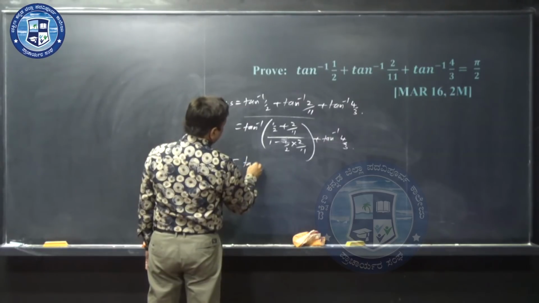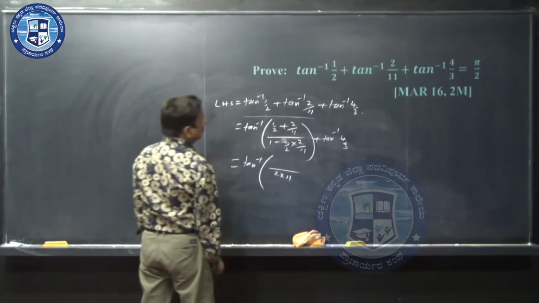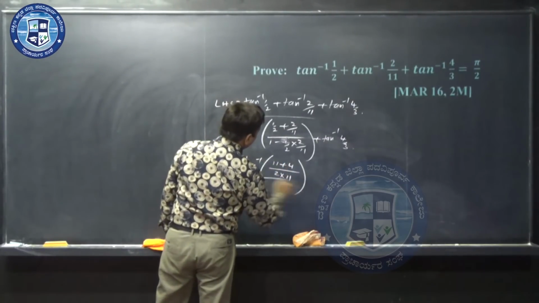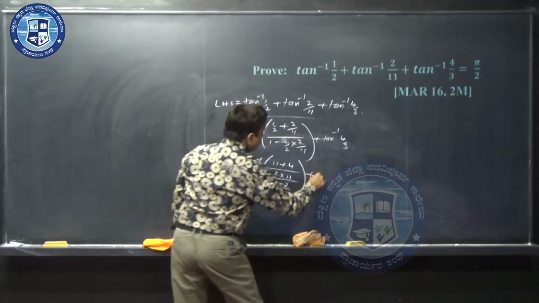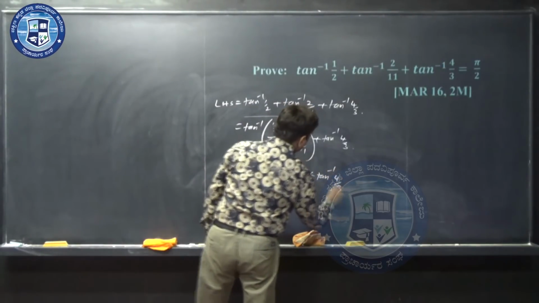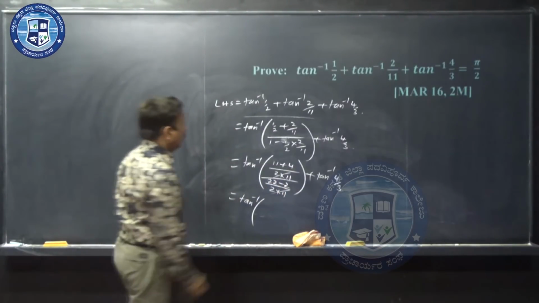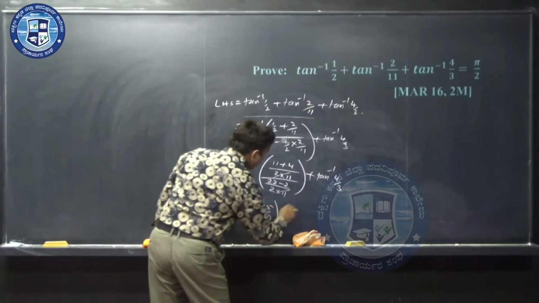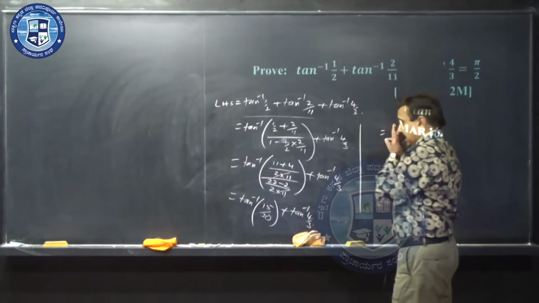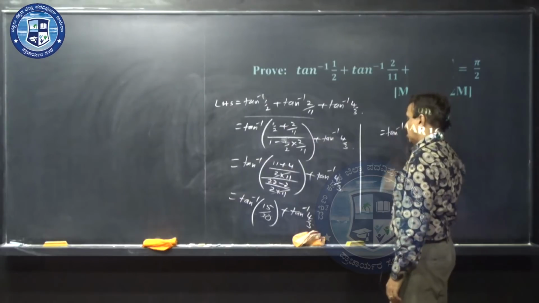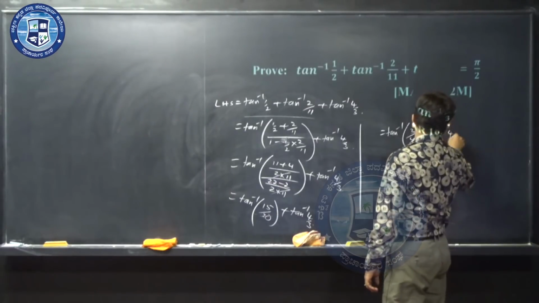That is equal to tan inverse of, this will be 1/2 plus 2/11. So, 2 into 11 is the common denominator, and here 11 plus 4 divided by, here it will be 2 into 11, and here it is 22 minus 2, plus tan inverse of 4/3. That is equal to tan inverse of, this and this cancel, 15 divided by 20, plus tan inverse of 4/3. I will continue further, 15/20 is 3/4, plus tan inverse of 4/3.